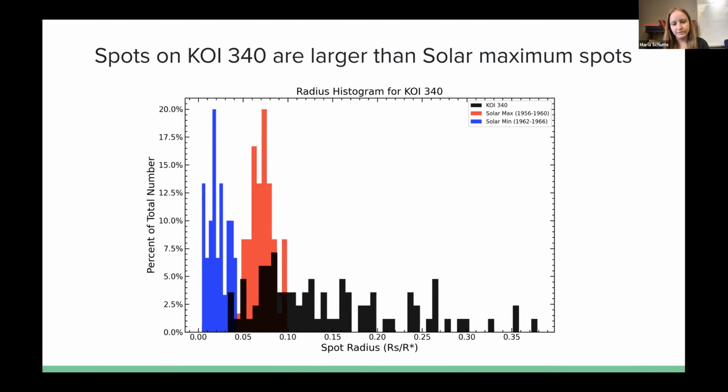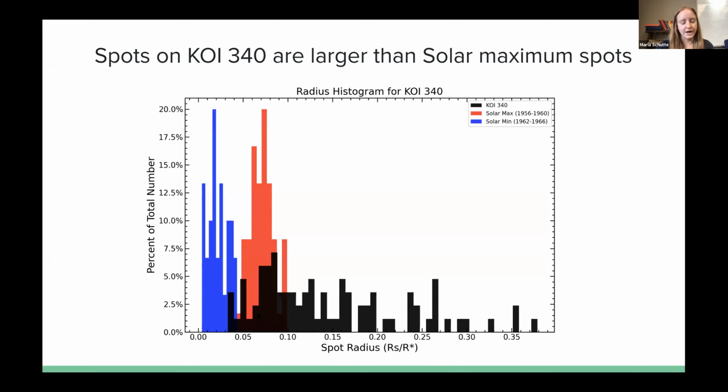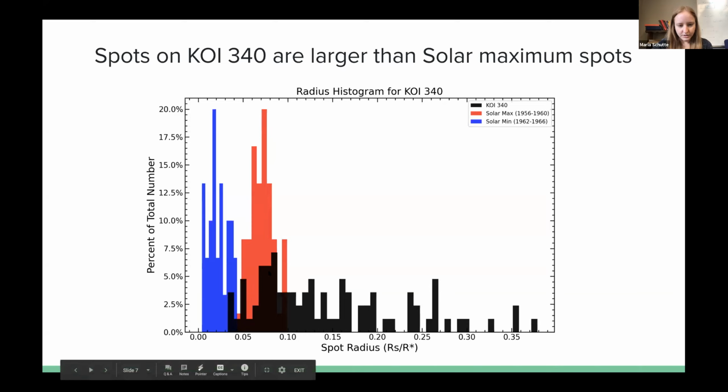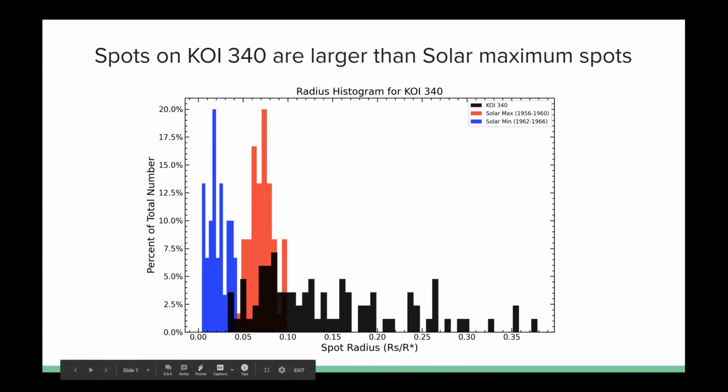And then if we move on to a large overview of what the spots look like on KOI 340, here we're plotting a histogram of all of the radii from the completed transits I just showed. As you can see from this black histogram for KOI 340 versus the solar maximum and solar minimum histograms, what we're tending to see for KOI 340 is larger spots. But the histogram here is quite wide, and it's not full yet, but we're getting there.